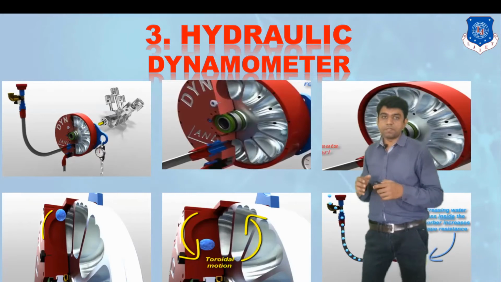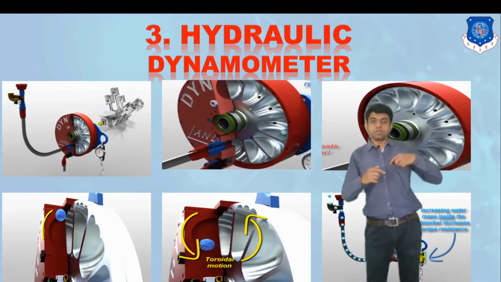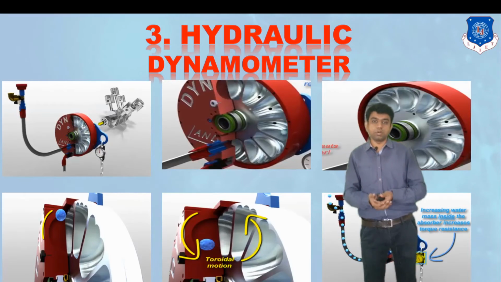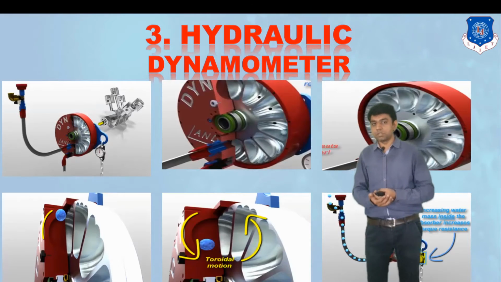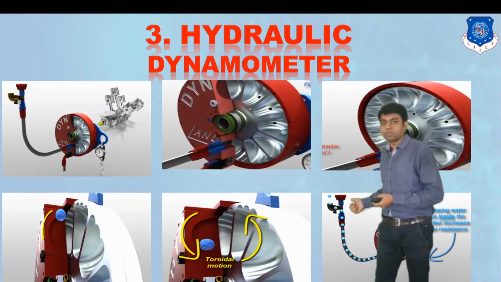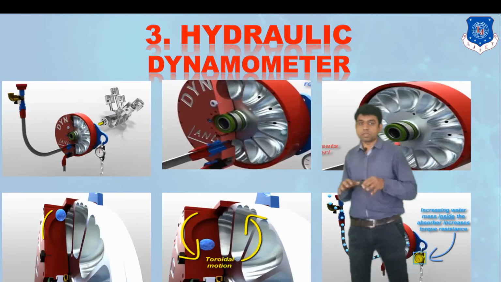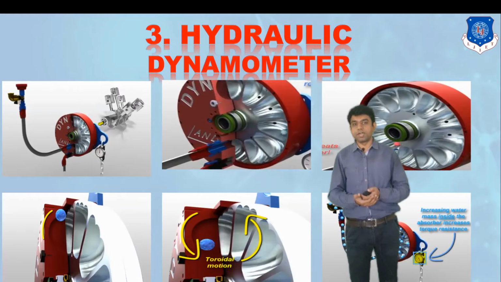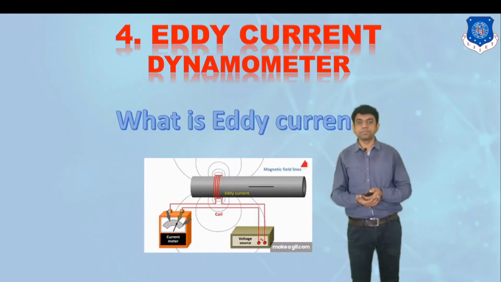The reason is that if we are keeping the same quantity of water, it will be in a constant motion. It will raise the temperature, and the chances of evaporation of water would be higher due to the rise in temperature. So we are constantly supplying the water so that the water remains cooled down, right? So this is how the hydraulic dynamometer works.